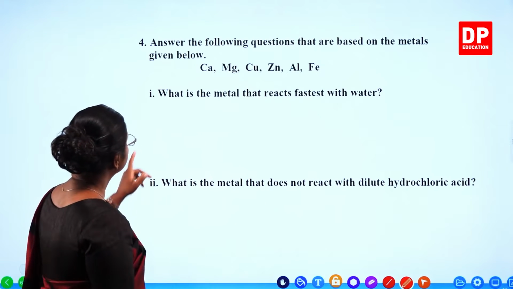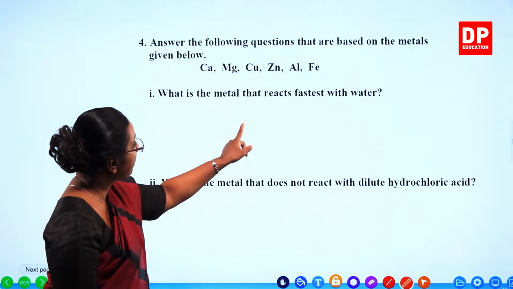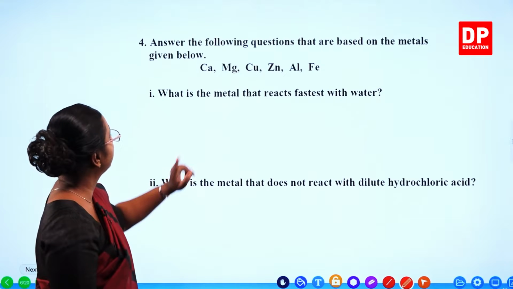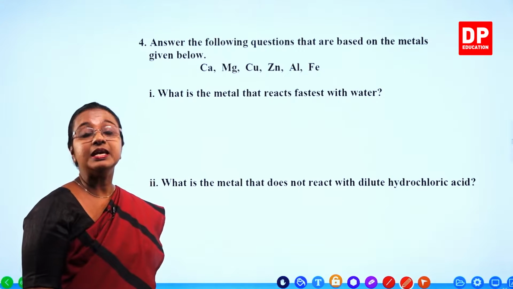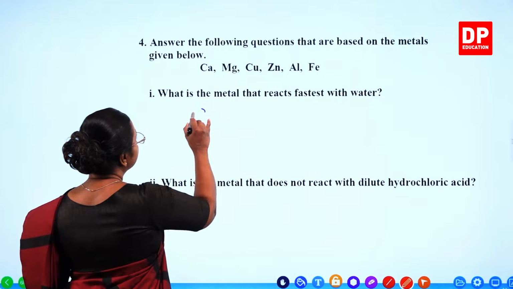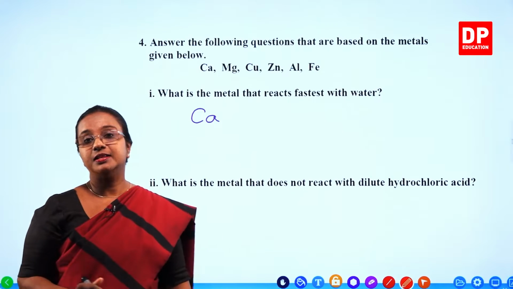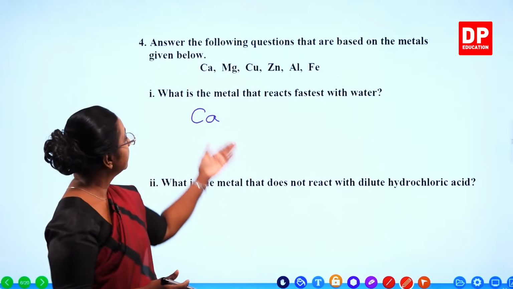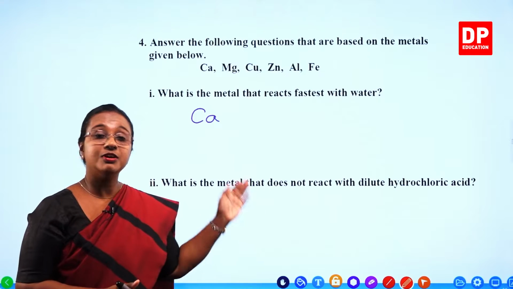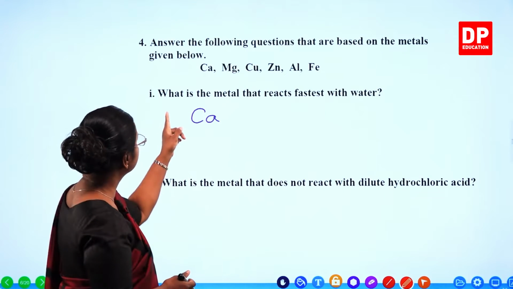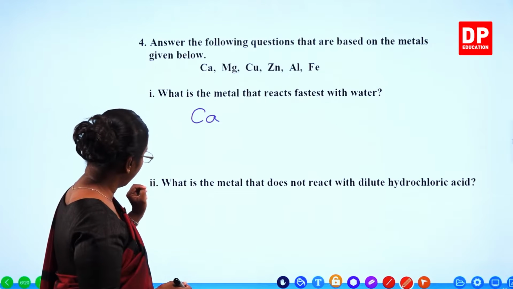So the question is, what is the metal that reacts fastest with water? That is going to be calcium. If we write the symbol, it is fine. If you want, you can write the name also. That is up to you. Since the standard symbols are given, you can just stick to that. Calcium reacts fastest with water.